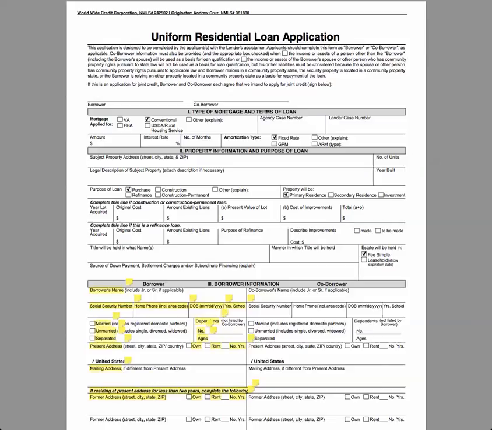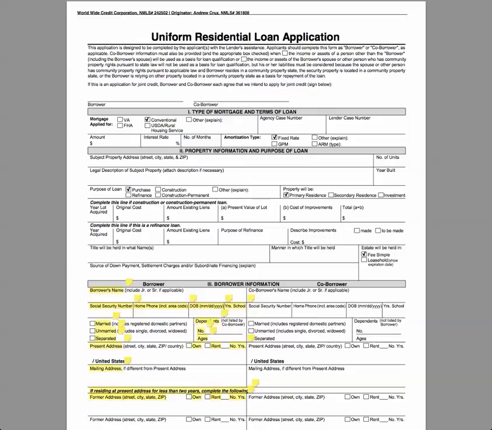Hi, this is Andy Cruz, and this is an instructional video on how to fill out the Uniform Residential Loan Application. We also call this the 1003. So you hear us call this the loan application, the loan app, the 1003. The next minute and a half or so is going to be how to fill this out.